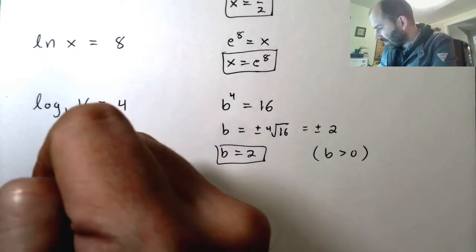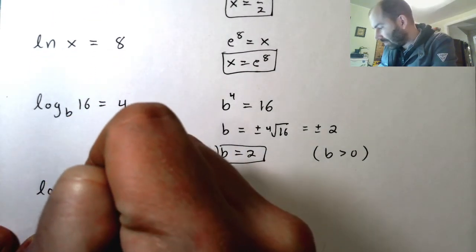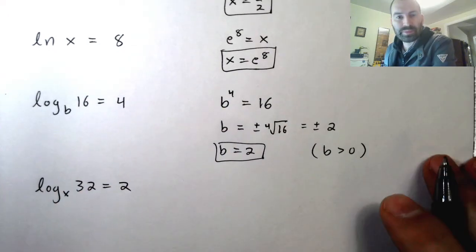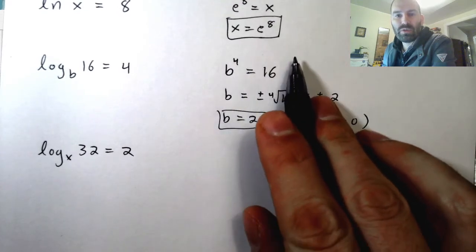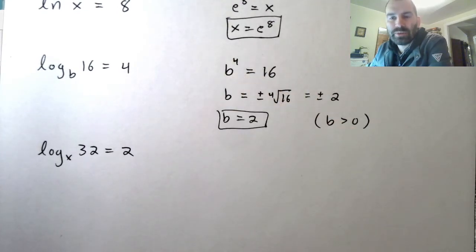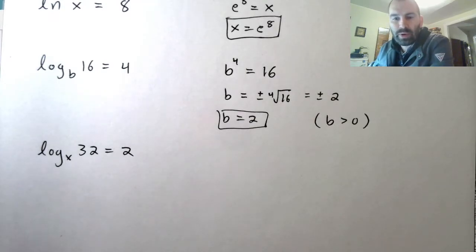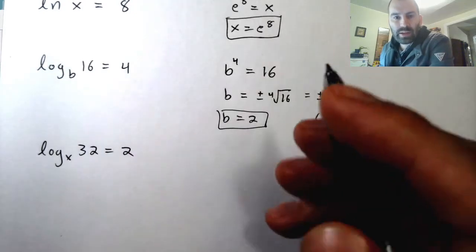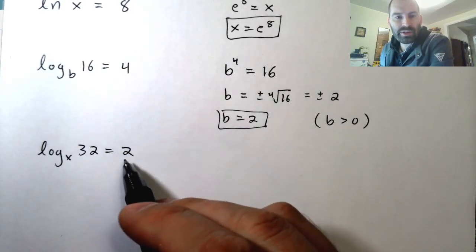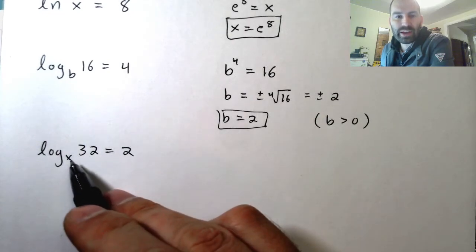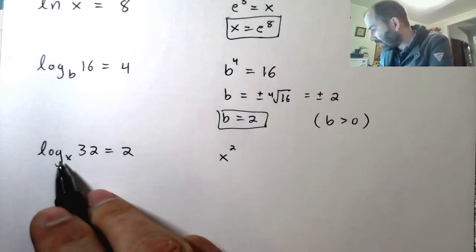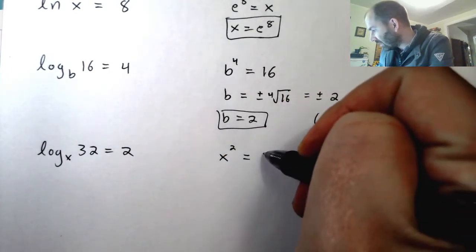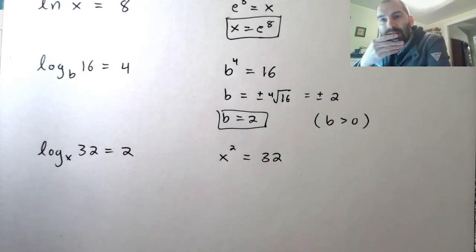What's coming next? Let's try this one. Log base x of 32 equals 2. See if you can write down the equivalent exponential equation for this one. Go ahead, pause the video. 3, 2, 1. All right. Well, let's see. Remember that 2 is the exponent on the base, which in this case is x, that gives 32. So x squared equals 32.